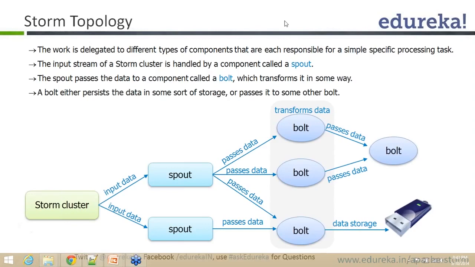On the bottom side, you can see that there are some bolts which are storing the data. Let me tell you, data storage is not really a popular use case of Storm. I repeat, data storage and the like are not typically the popular use cases of Storm. It is typically used for CEP, complex event processing platforms, typically event detection and event processing platforms. Generally, using Storm for data storage is not suggested, but technically it is not impossible either.